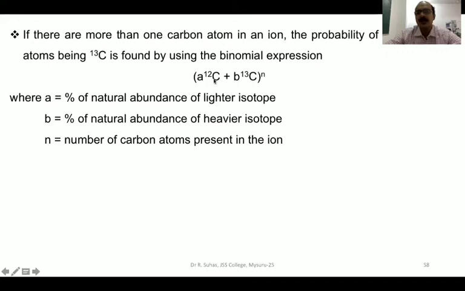In the case of carbon, A becomes C12 because this is the lighter isotope of carbon, and B becomes C13, being the heavier isotope of carbon. So A is the percentage of natural abundance of the lighter isotope, whereas B is the percentage of natural abundance of the heavier isotope, whole raised to n. n gives the number of carbon atoms present in the ion, and using this binomial expression, you can calculate how many of the carbon atoms present in a compound are C13.